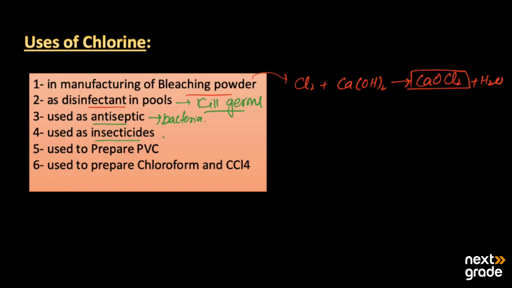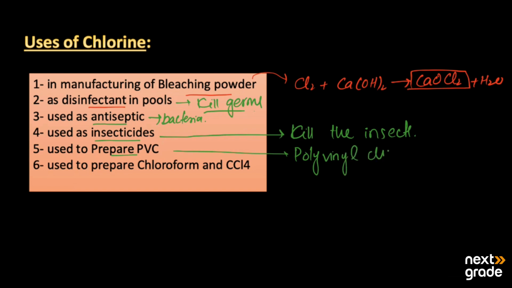It is used as insecticides. All the compounds that are used to kill insects are known as insecticides. They are used to prepare PVC. Here, PVC is the name of polyvinyl chloride. This is also a compound that is prepared by the use of chlorine. Its formula is simple, which can be written as CH2 double bond C and then Cl. This is the simple formula of polyvinyl chloride, vinyl chloride or vinyl compound.